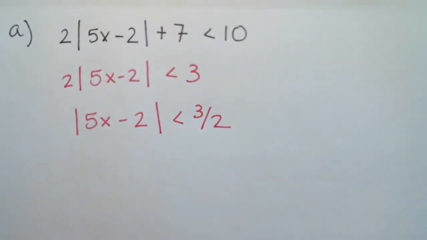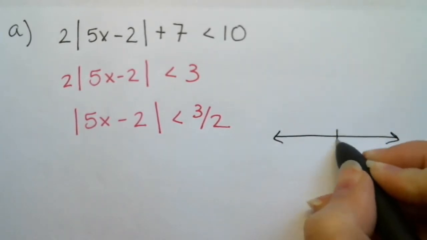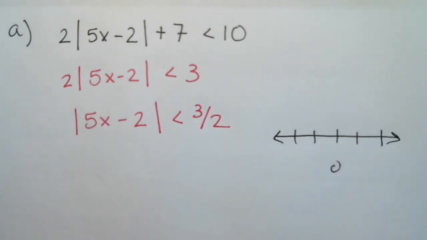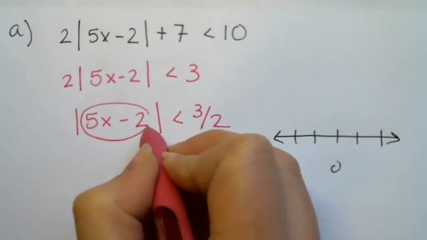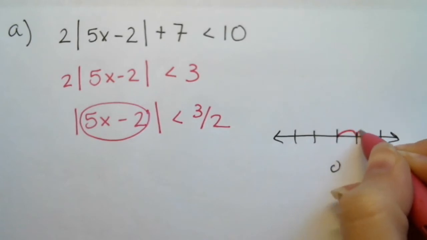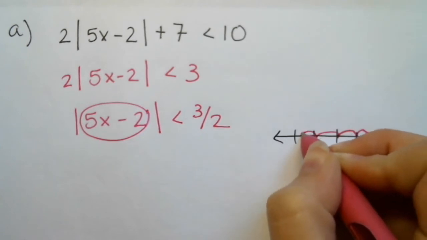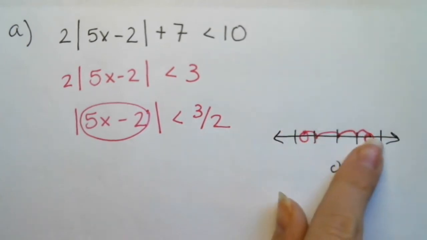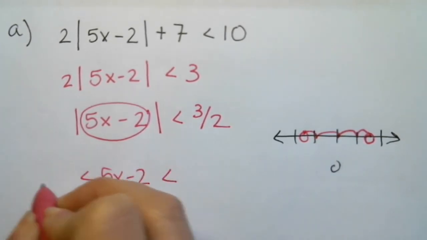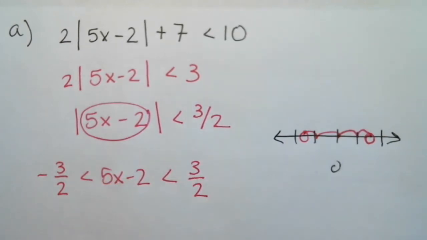Okay, now that I've done that, I'm going to think about the number line. So again, I'm thinking about this as a single number. So the distance between this number and 0 is less than 1.5. So I'm going to go 1.5 to the right and 1.5 to the left. So you can see from the number line that this number is between -3/2 and positive 3/2.